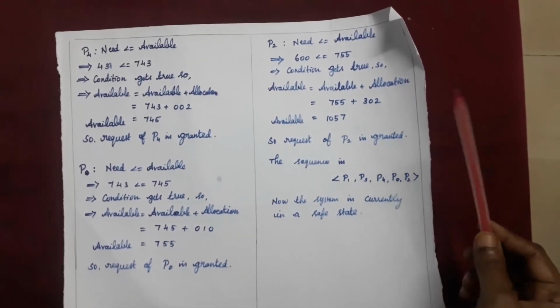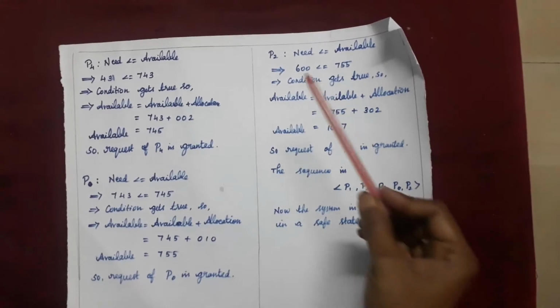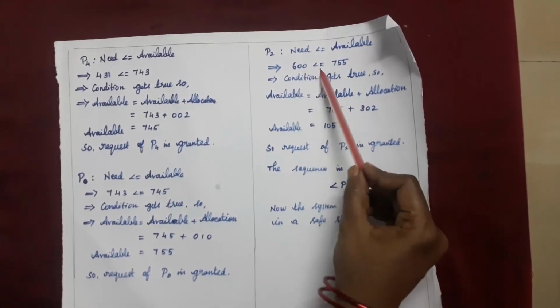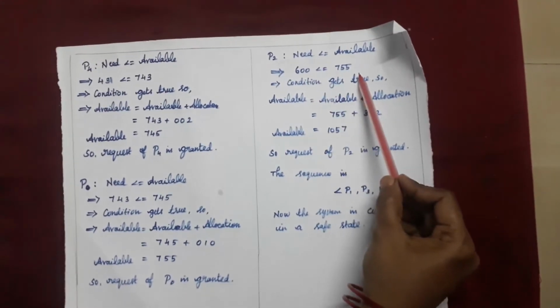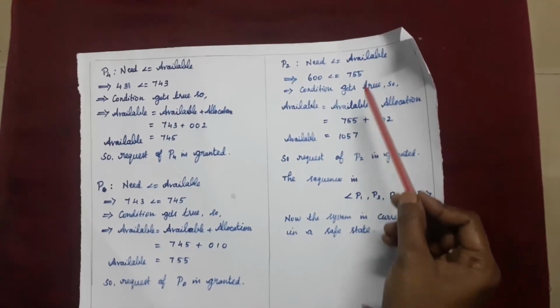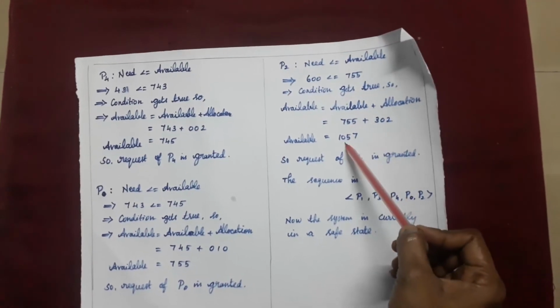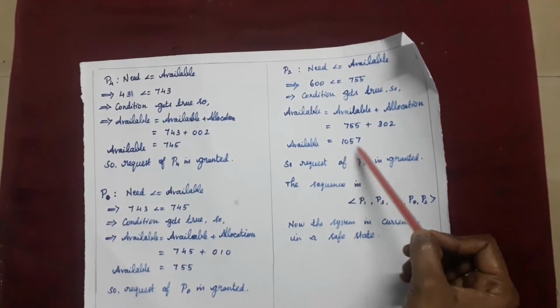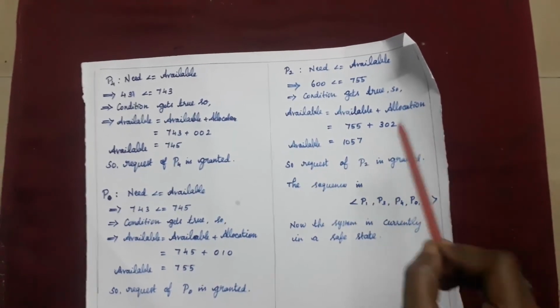Now we move to the last one, process P2. Here also we check the condition, need less than or equal to available. The condition gets true. So again we write the formula and add the values. Finally we get the new available value 1057. So the request of P2 is also granted.